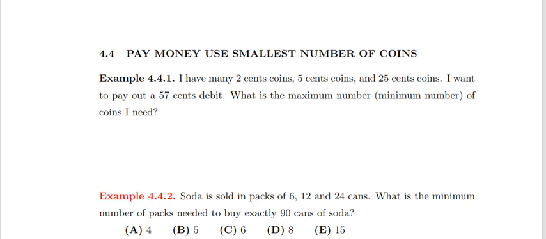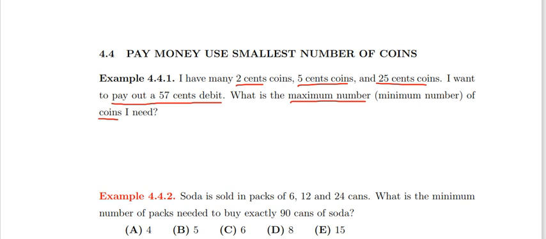Okay, so suppose I want to pay off a 57 cents debt. I can use 2 cents coins, 5 cents coins, and 25 cents coins. So we have many combinations to make this 57. We want to find the maximum number of coins or the minimum number of coins. So we say maximum number of coins.